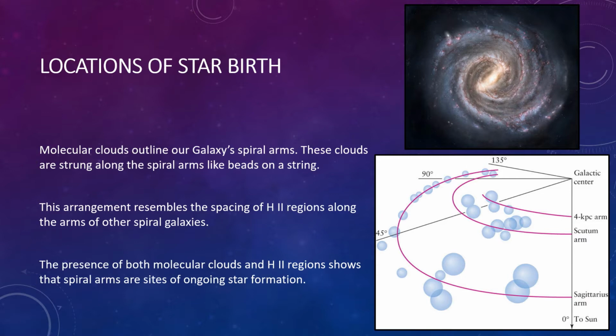This arrangement resembles the spacing of H II regions along the spiral arms of other spiral galaxies, such as the galaxy shown. The presence of both molecular clouds and H II regions shows that spiral arms are the sites of ongoing star formation. So notice along the arms you see little patches of dense regions, the darker regions, and pink. Well, remember, pink regions are the H II or emission nebulas, and those are regions around young, hot O and B type stars. So star formation is occurring in the arms of a spiral galaxy.